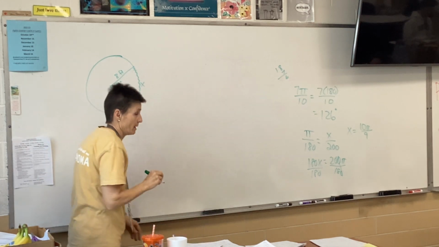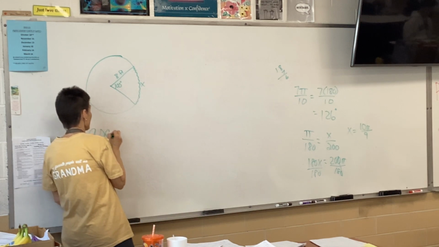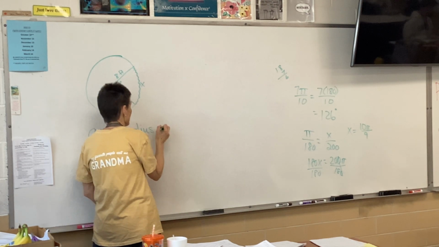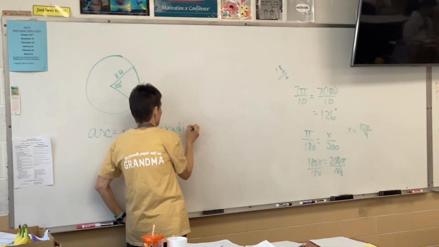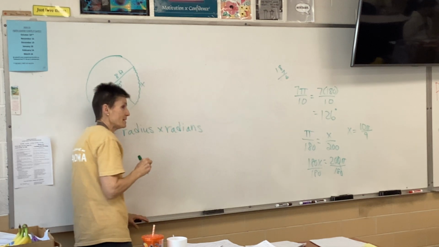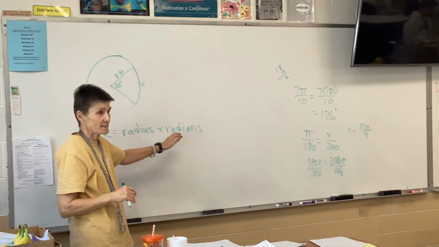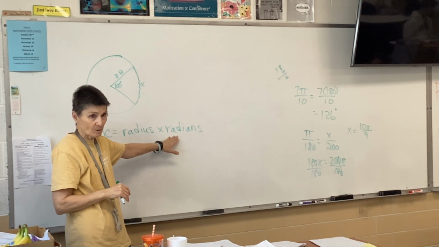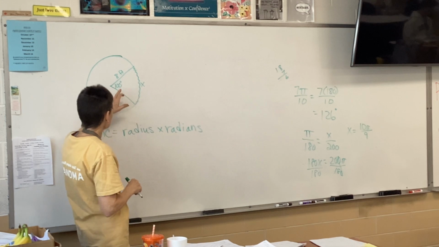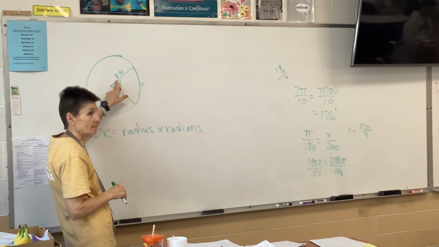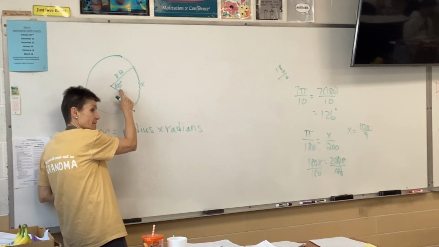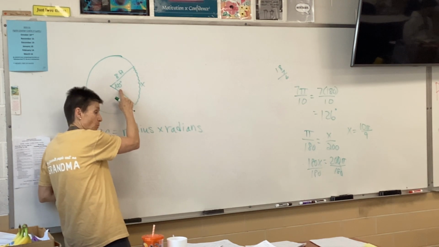Our formula says arc length equals radius times radians. Now, basically what that means is you take the radius times the angle. But the angle has to be in radians. So I'm not going to take 100 times 8. That won't be right. I have to get 100 into radian form.